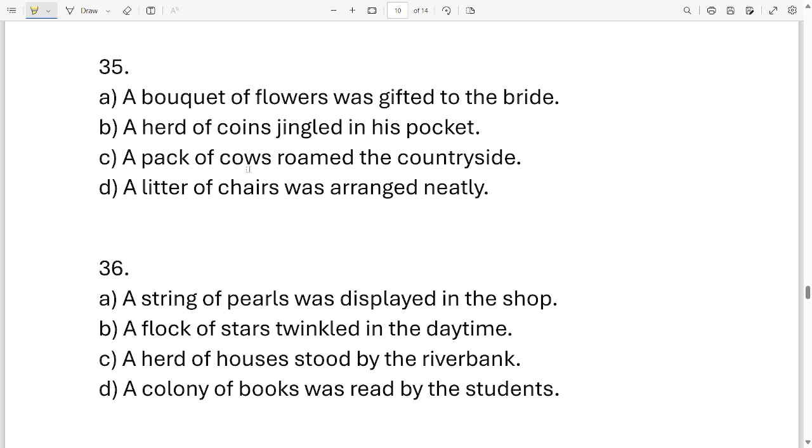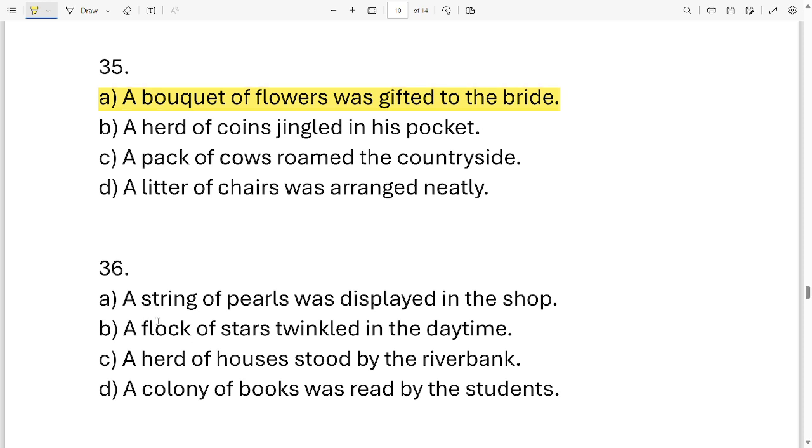A pack of cows roamed the countryside. A litter of chairs was arranged neatly. Out of these 4 sentences, identify which sentence has used the collective noun correctly. And the correct option is option A. A bouquet of flowers was gifted to the bride.